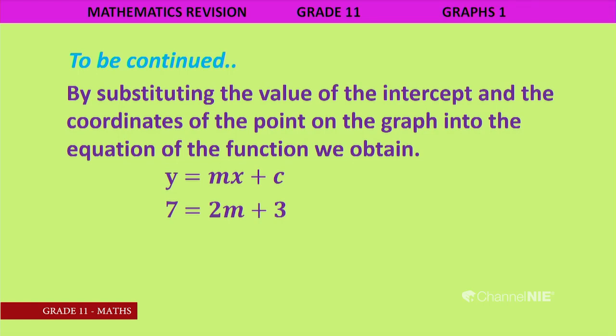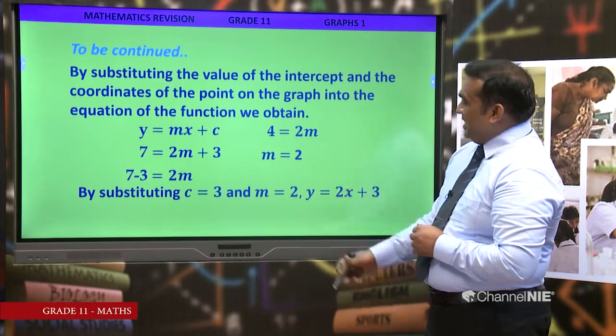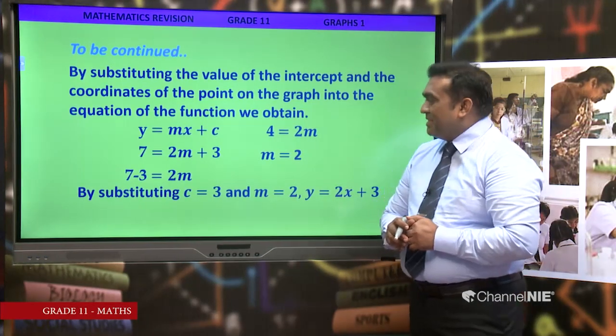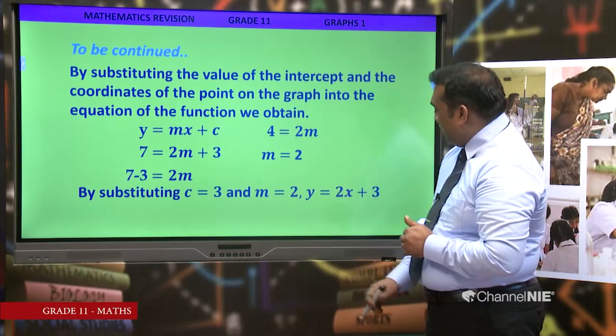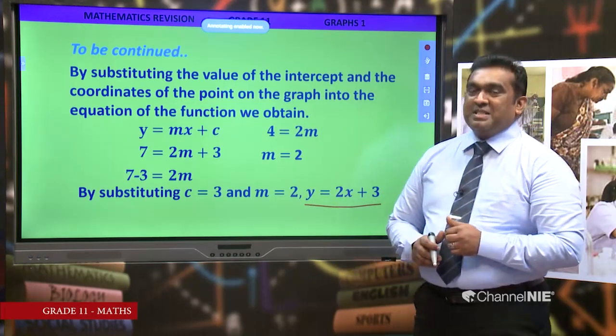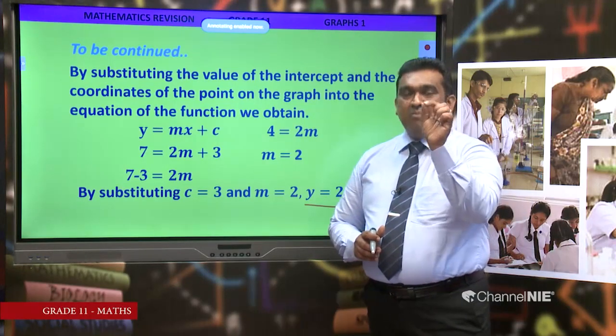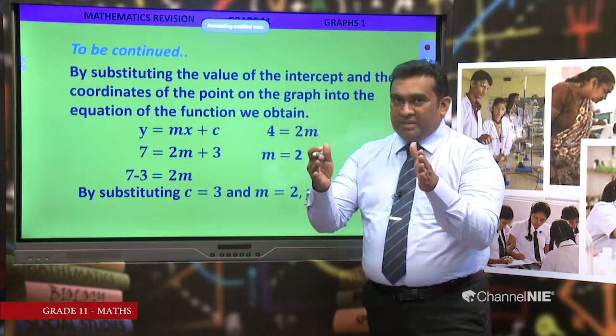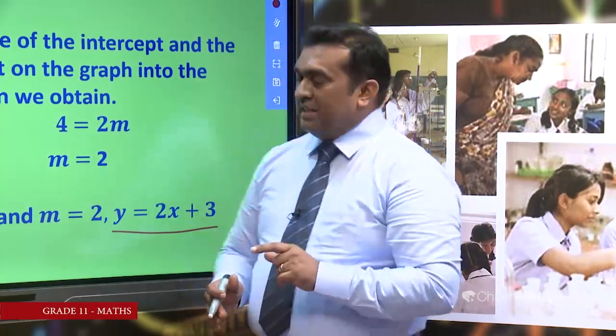Now this is a simple equation. Subtracting 3 from both sides, you have 7 minus 3, here 2m. Divide both sides by 2, then you have gradient as 2. Understood it? Right. By substituting c equals 3 and m equals 2, then you have the general equation of the straight line y equals 2x plus 3. Intercept and point. In our first question, 2 points. Identify the difference.